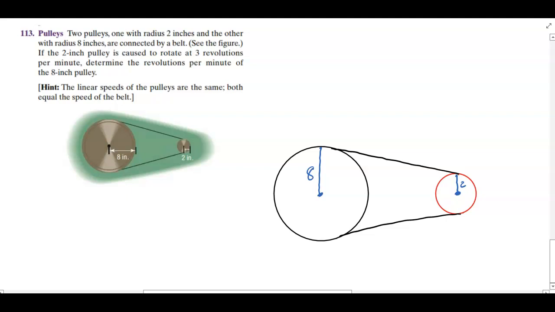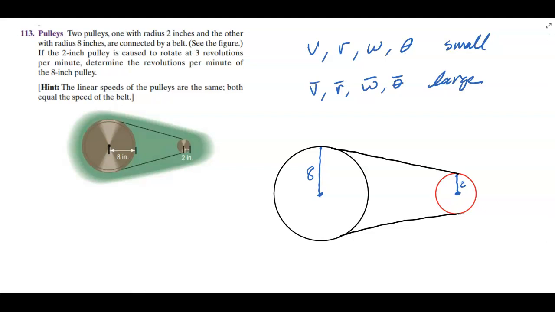Now, we're trying to find the fact that if the smaller one is rotating at 3 revolutions per minute. So I'm going to use V, R, W, and theta for the small one, and I'll use V bar, R bar, W bar, and theta bar for the large one. Okay, so we'll use that.